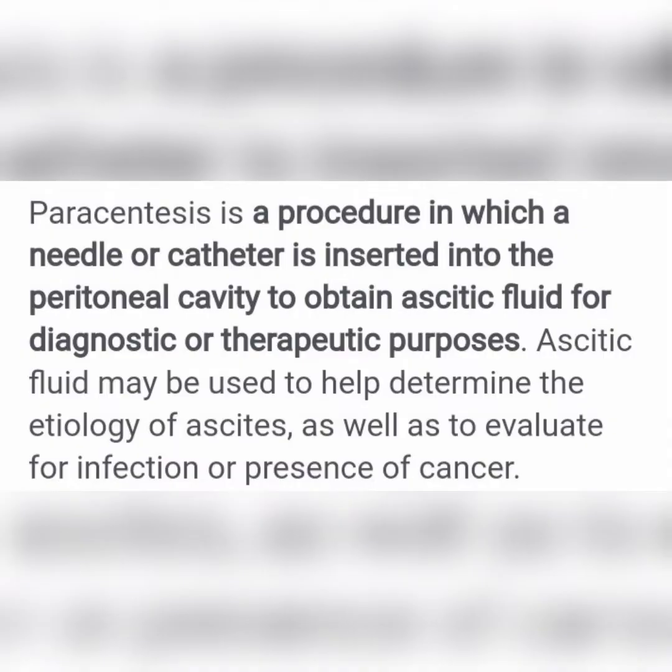So what is paracentesis? Paracentesis is a procedure in which a needle or catheter is inserted into the peritoneal cavity to obtain ascitic fluid for diagnostic or therapeutic purpose. And ascitic fluid may be used to help determine the etiology of ascites as well as to evaluate for infection or presence of cancer. So during these stages, we conduct a paracentesis procedure for the patient.